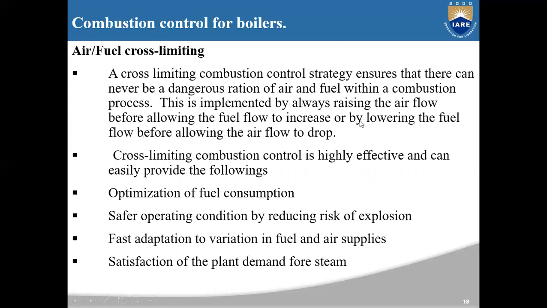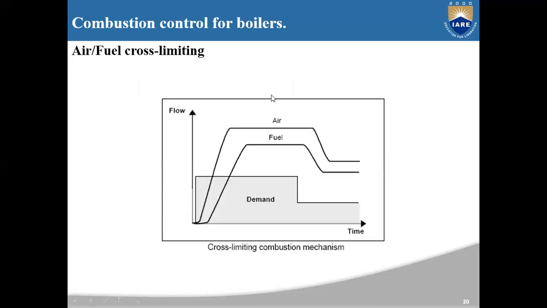Air fuel cross limiting. As we have seen in the earlier picture, a cross-limiting combustion control strategy ensures that there can never be a dangerous ratio of air and fuel within the combustion process. This is implemented by always raising the airflow before allowing the fuel flow to increase, or by lowering the fuel flow before allowing the airflow to drop. Cross-limiting combustion control is highly effective and can easily provide optimization of fuel consumption, safer operating conditions by reducing the risk of explosion, fast adaptation to variation in fuel and air supplies, and satisfaction of the plant demand for steam. In this way, air fuel cross limiting is also a method in the combustion control of a burner. And you can see the cross-limiting combustion mechanism, the air and fuel lines as well as demand and time towards the flow. The airflow is higher than the fuel.